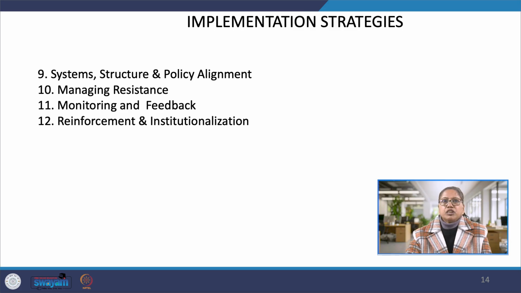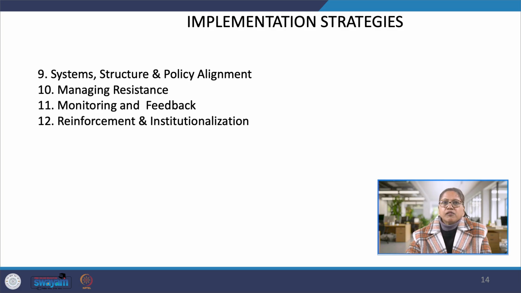key performance indicators, rewards and processes with the change, remove structural or procedural barriers, and embed change into performance management. Managing resistance: acknowledge emotional reactions and concerns, use dialogue, not force, to implement change, and address root causes, fear, skill gaps, and loss of control. Then, monitoring and feedback is also very important.